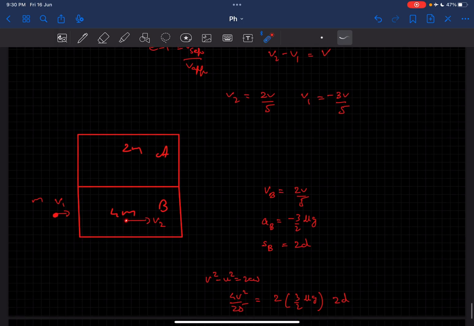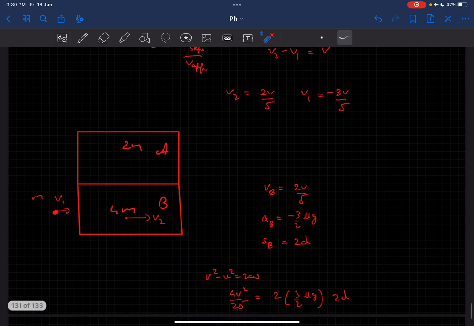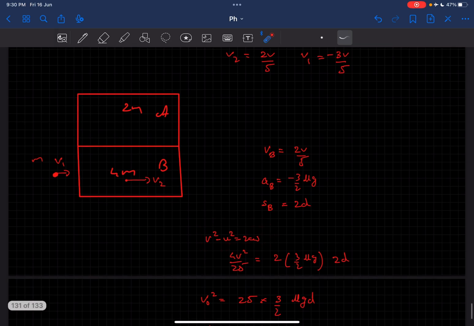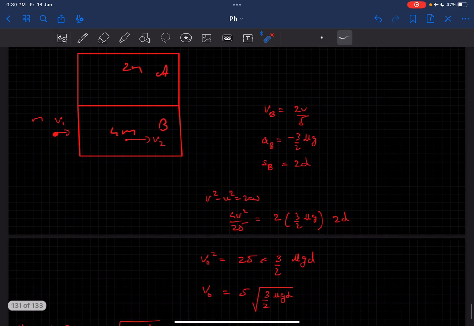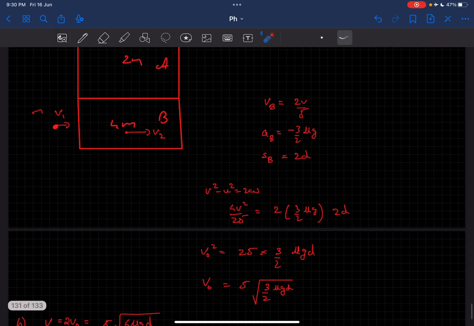Now for block B, we know everything. We know the velocity of block B, we know the acceleration of block B, and we also know the displacement of block B. The acceleration is going to be constant, right? Because the friction is constant. We can just use the kinematic 1D formula, V squared minus U squared equals 2as. After substituting for everything, we'll get the value of V naught to be this. This is the value of V for which block A will just topple.